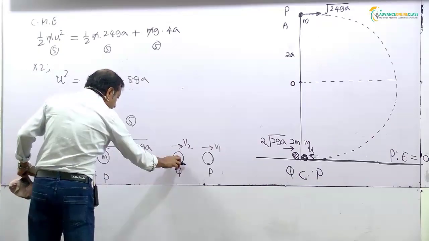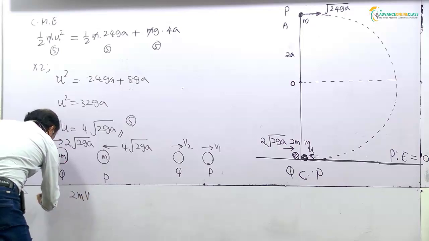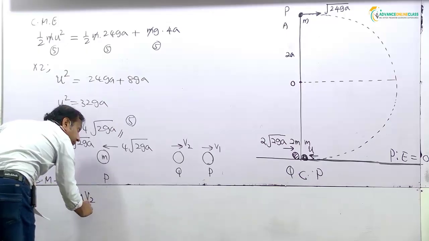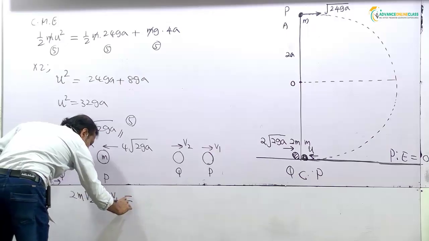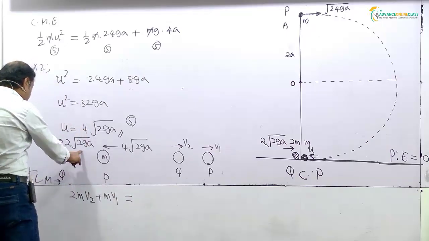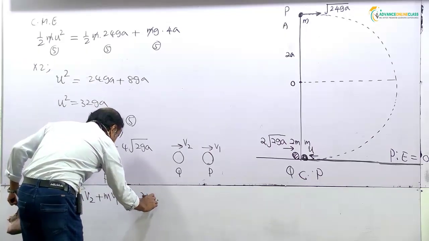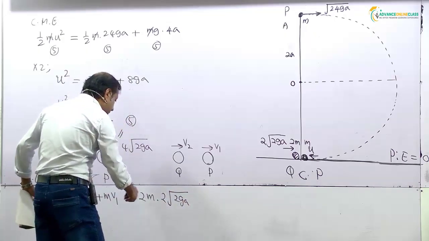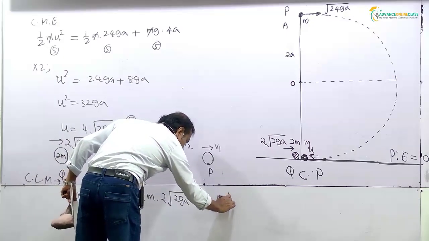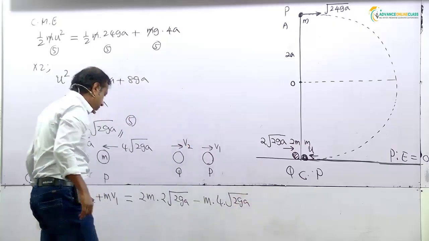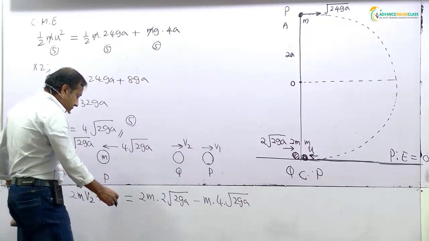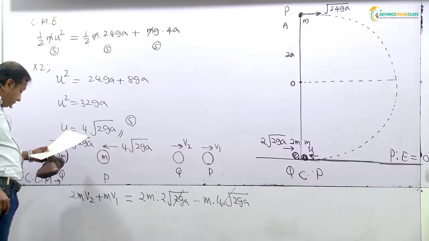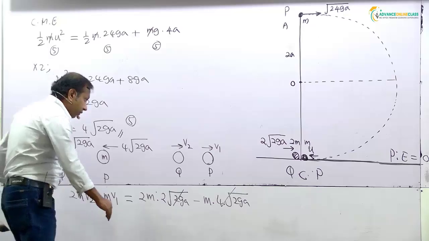Here, momentum, CLM. We apply CLM rightward. 2m v2 plus m v1 is equal to 2m into this, minus m into 4 times root 2 GA. The m is common, so we can cancel it out. For this equation we get 5 marks.